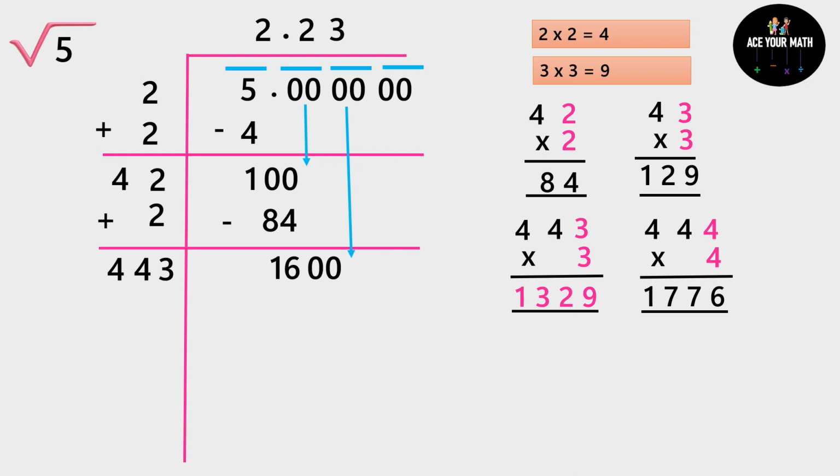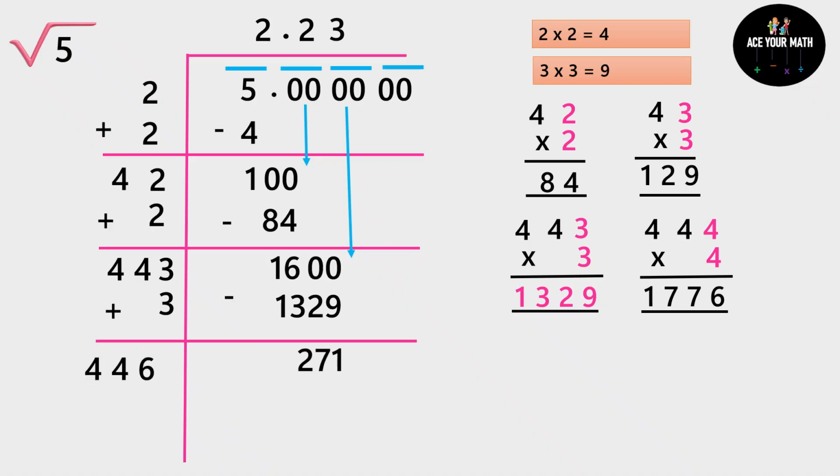So beside 44, you will write 3, and at the top also you will write 3. 443 3s are 1329. So you will write it down. And number 3 you will add on the left hand side. Now you do subtraction. After subtraction, you get 271. Complete your addition on the left hand side, we get 446. Now one pair of 0 is left, bring it down.